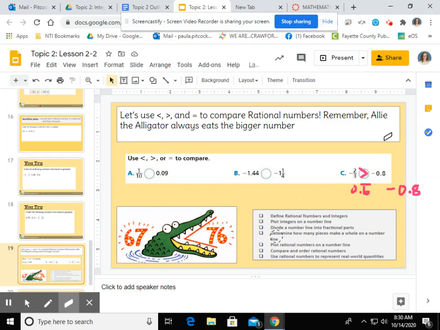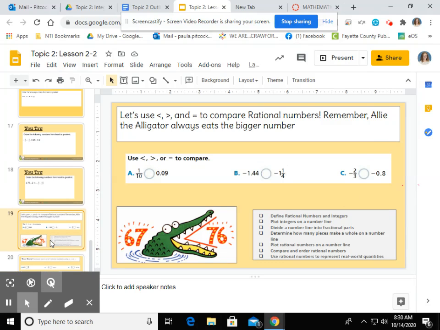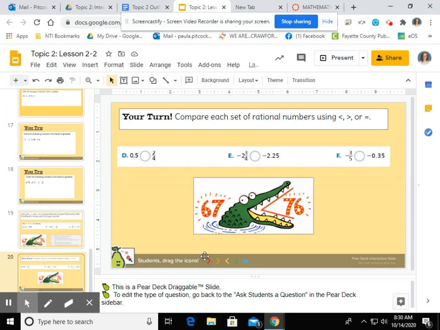Okay. So this is the one where you would try. So pause it, see if you can figure out what alligator mouth goes where, and then we'll check it.